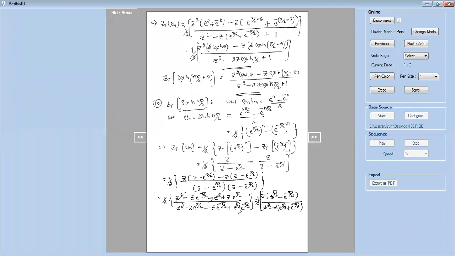And last term, bases are same, add the powers. It is pi by 2 minus pi by 2 will come. And you know pi by 2 minus pi by 2 is 0. So you get e power 0, and e power 0 is 1. So you get last term as plus 1.